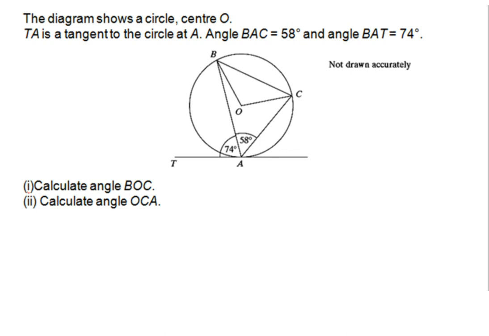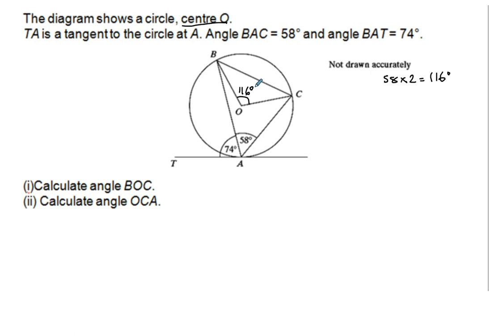The diagram shows a circle, center O. So again, the minute it's got a center, you know it's going to be one of radius meets tangent, or angle at the center is twice the angle. So here we've got our arrowhead. If that's 58, then 58 times 2 is 116. So that's 116 there.